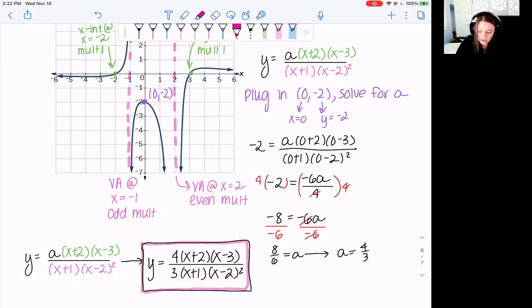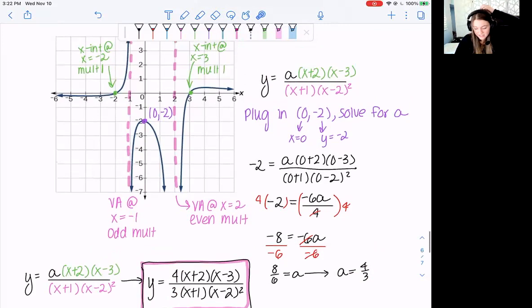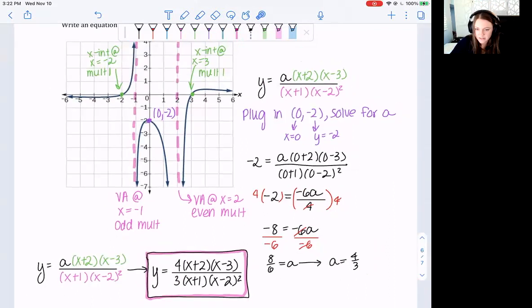Oof. Okay, sorry it went over. I know I'm awful. But again, this 4 right here goes right there. And then the 3 went in the denominator. So big process on these. X-intercepts give you the numerator. Your asymptotes give you your denominator. And then you can use the y-intercept to solve for a. That's the big idea. And with that, that is everything I have for you.